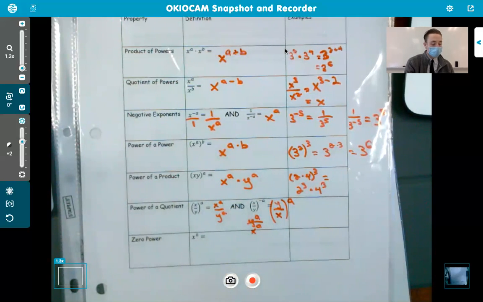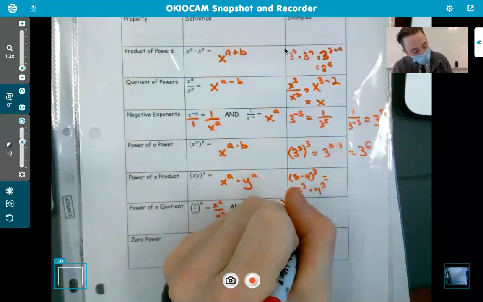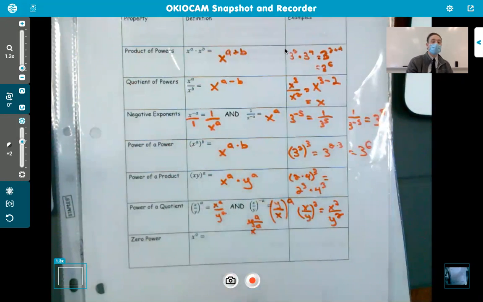An example here, say we have x over y quantity squared. Well, that just becomes x squared over y squared, right? You either divide first and then raise it to a power, or you raise it to a power, then divide. Okay. Any questions about power of a product or power of a quotient?